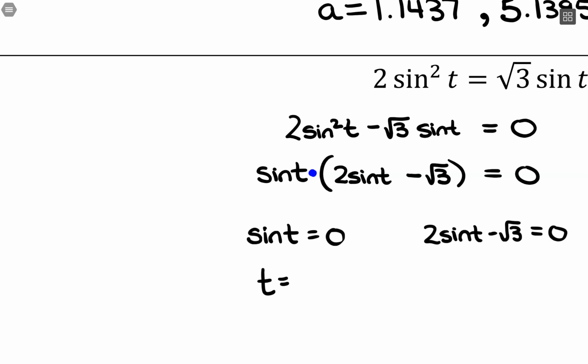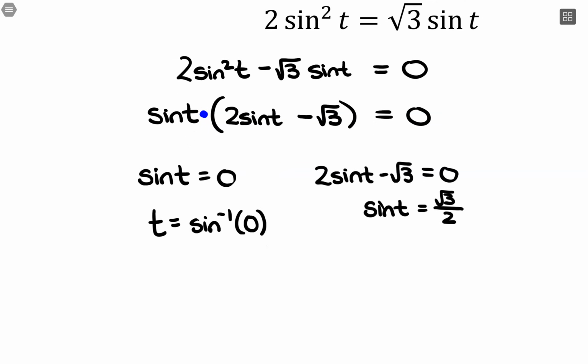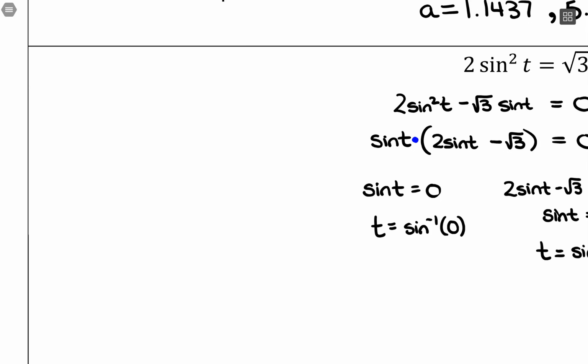I need to look at this inverse sine of 0. Over on this right-hand side, I need to move things around a little bit. So I'm going to add the root 3 to both sides and then divide by 2. So that should give me sine t equals a positive root 3 divided by 2. And then I just need to look at the inverse of that. So inverse sine of root 3 over 2. All right, so this one branched into two separate equations. So with that, I'm going to make two separate unit circles to look at.